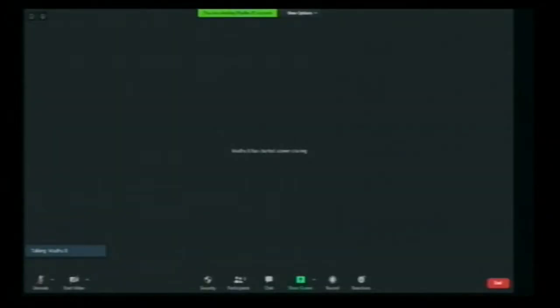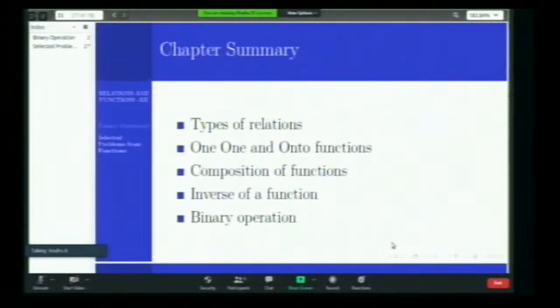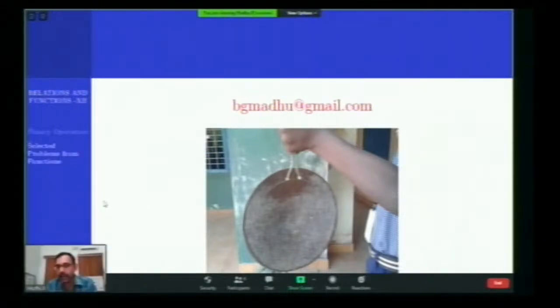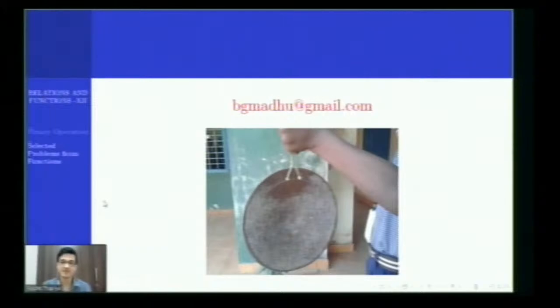So these are the things we have studied today, and invertibility, binary operations, all these things you have studied. Once again, what I am telling is they can send their questions to my mail ID also. I have shared the mail ID of CIET with them.